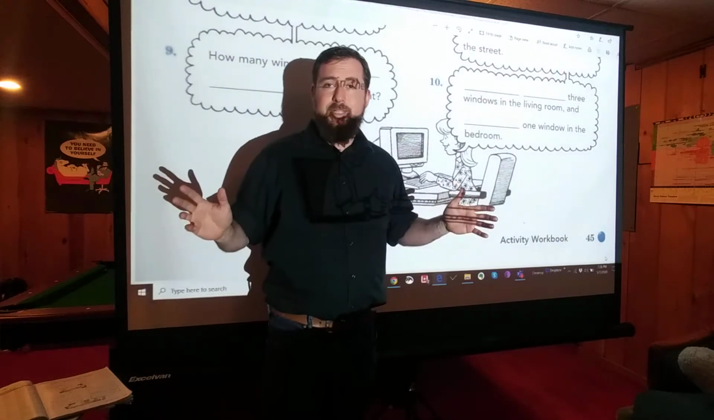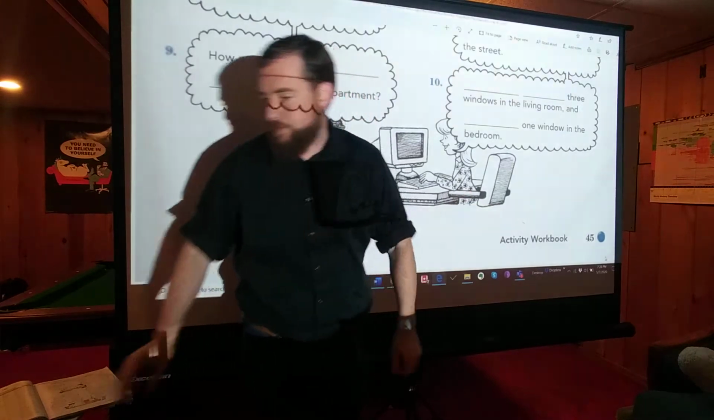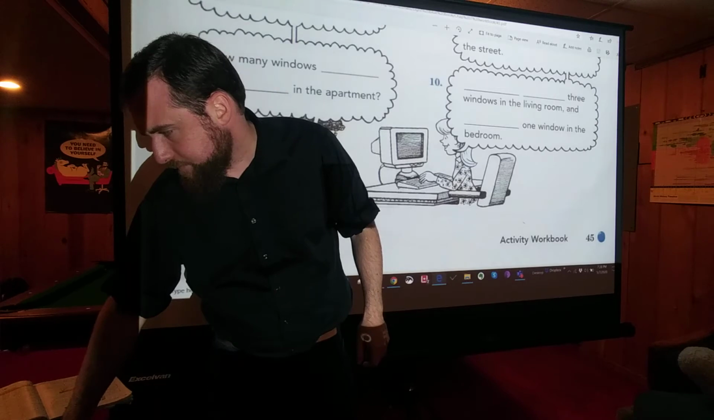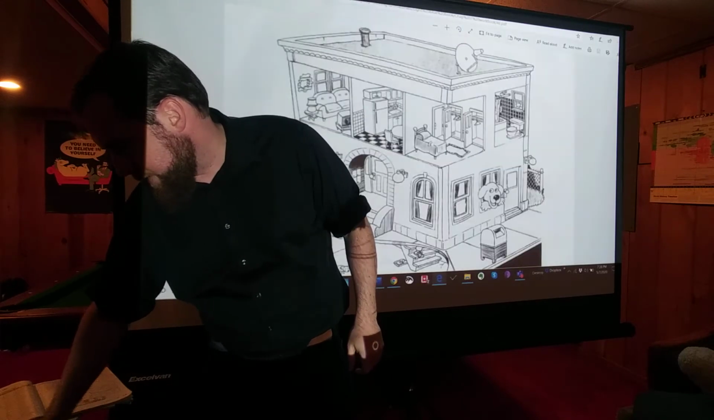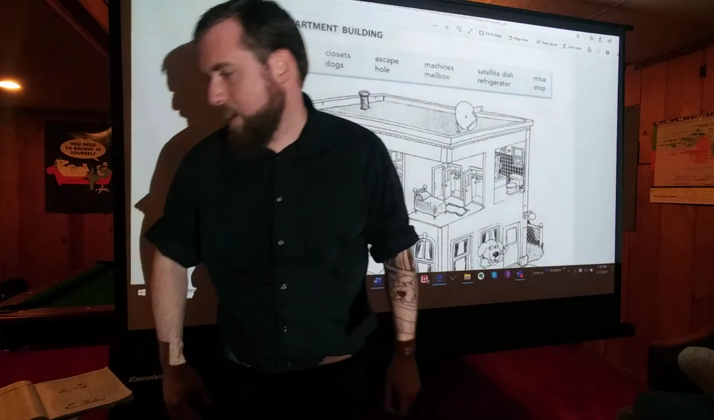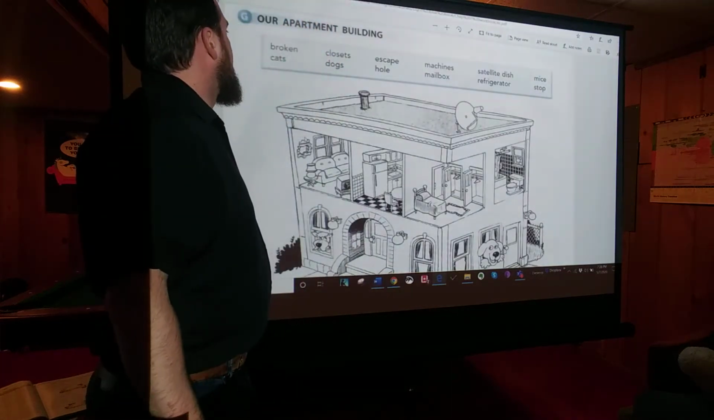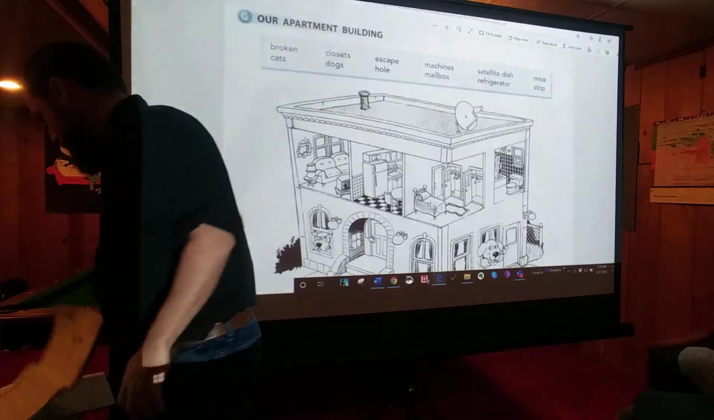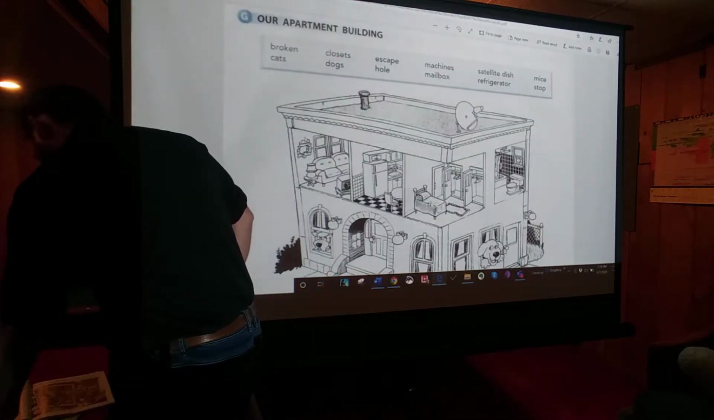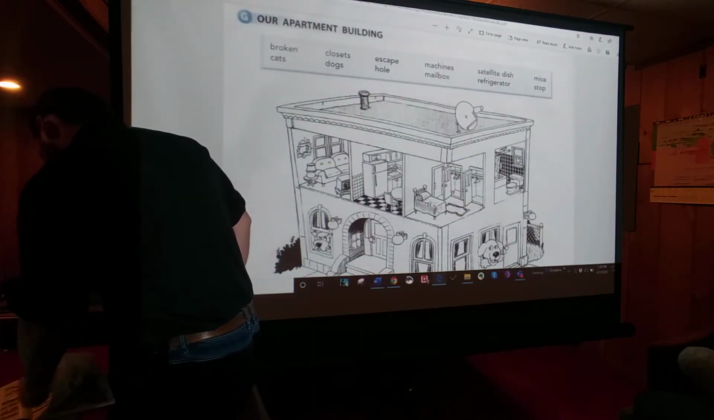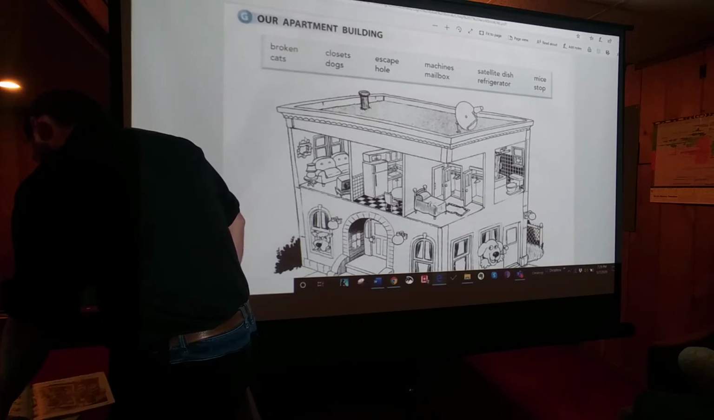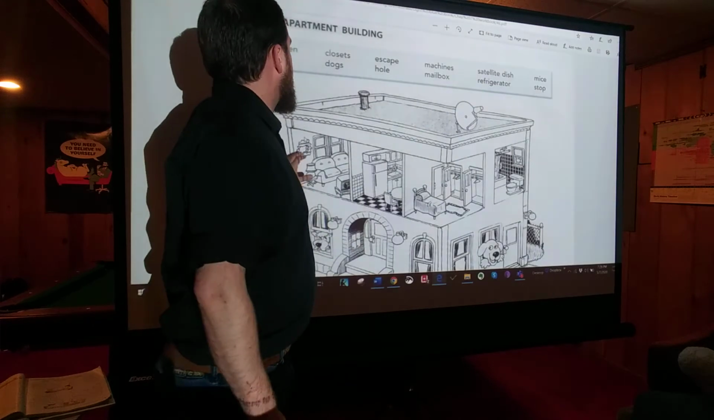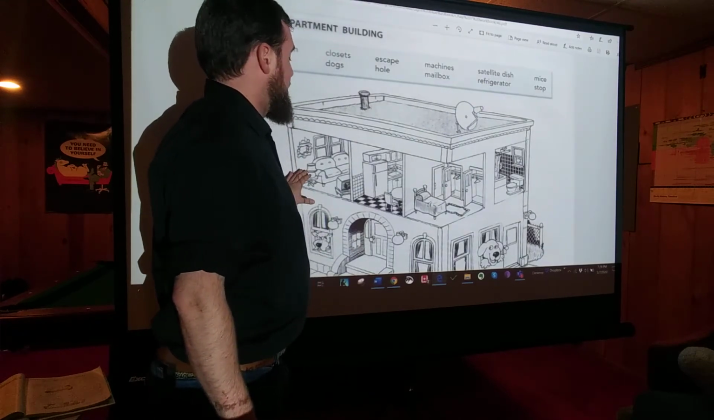All right, that's the end of that page. Let's go on to the next one. Next page, page 46. Okay, so our apartment building. So we've got some words here and a couple of new things added in.